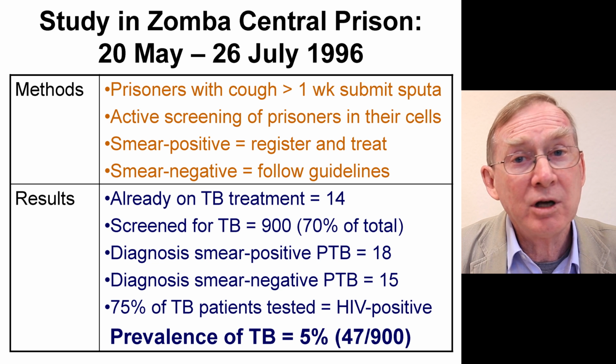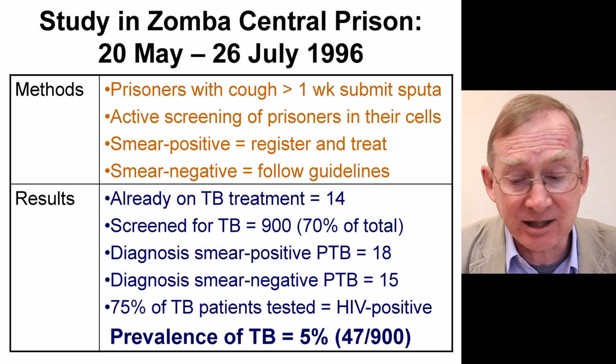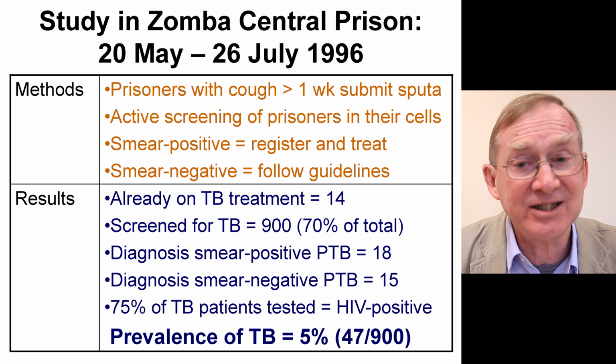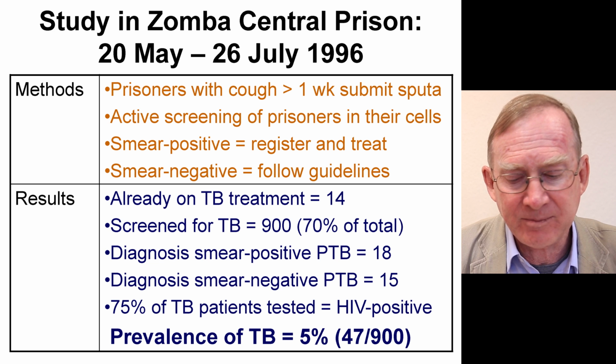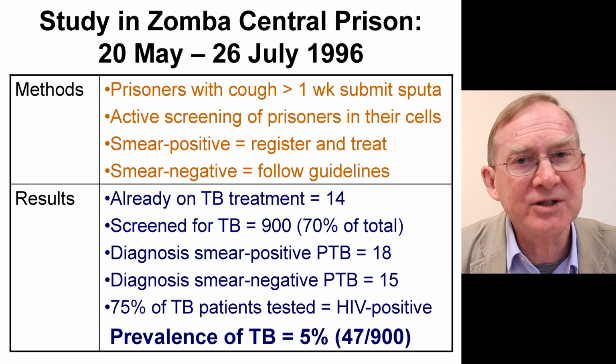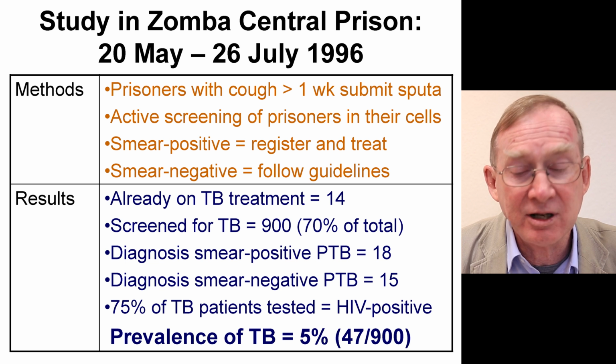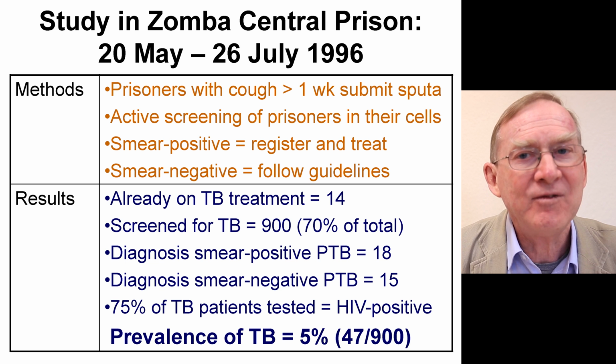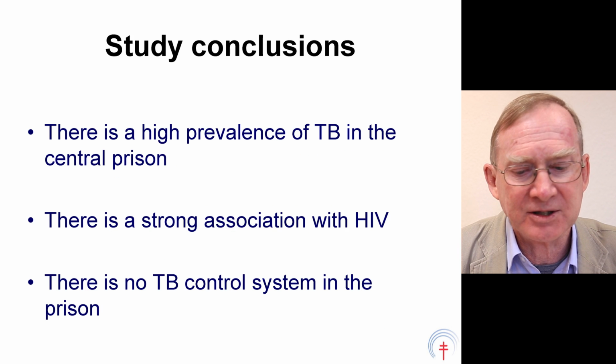We also offered HIV testing to the TB patients and found that 75% of those tested were HIV positive. The prevalence of tuberculosis in Zomba Central Prison, the largest prison in Malawi, was 5%, 47 out of 900. This is a very high prevalence.